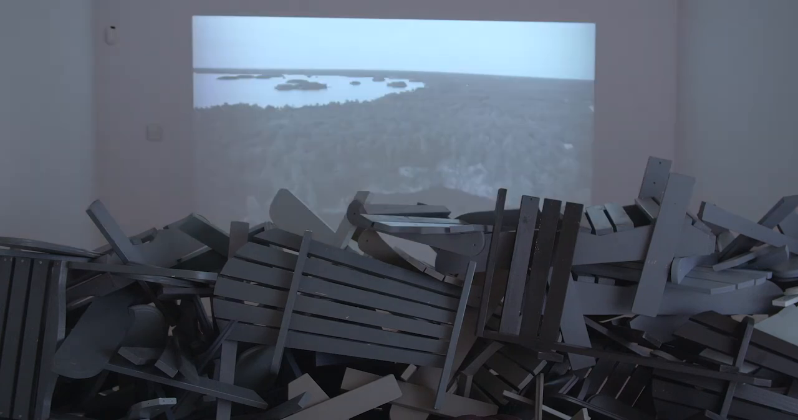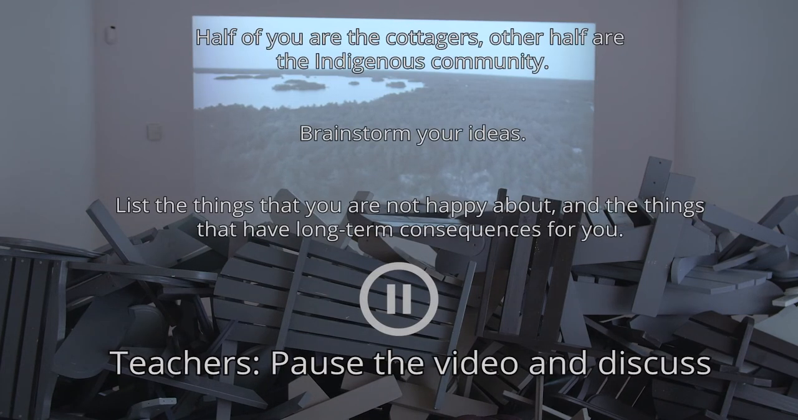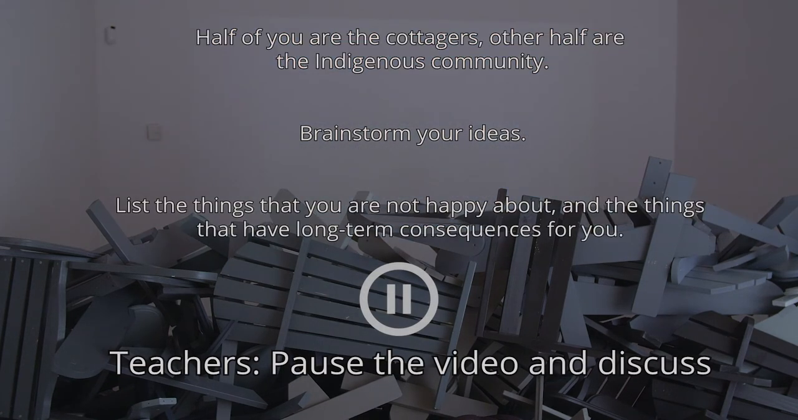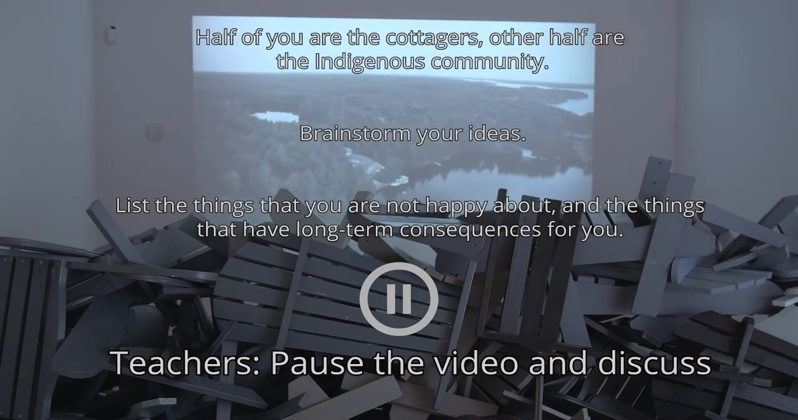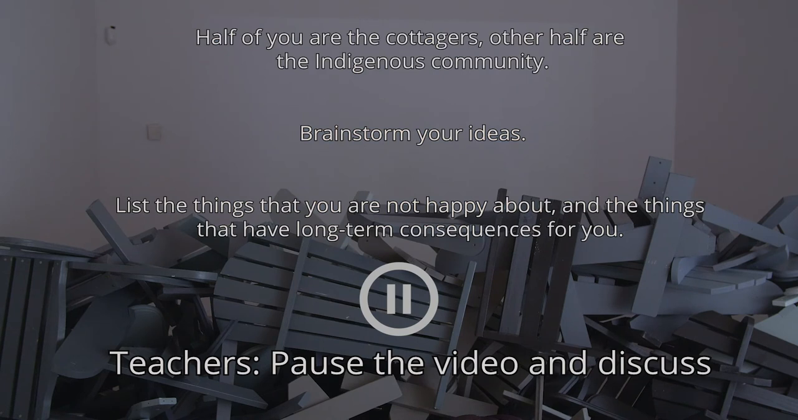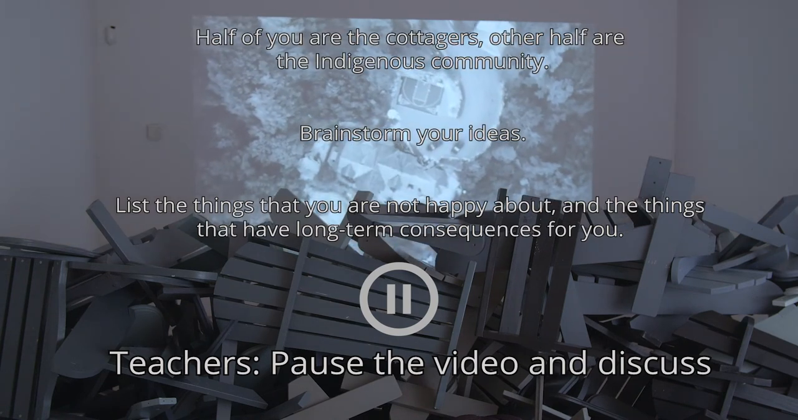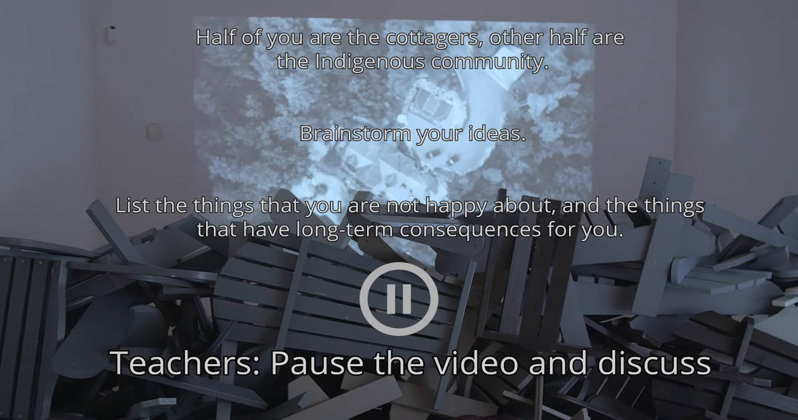So we're going to do an activity. Divide the class in half. Half of you are the cottagers, the other half are the Indigenous community. Take a few minutes with your group to brainstorm. List all of the things that you are not happy about and the things that have long-term consequences for you. Present an argument to the other group to convince them that your point of view is the right one.